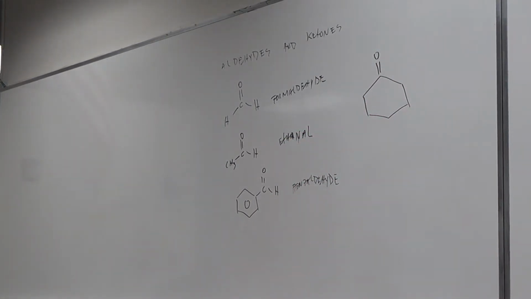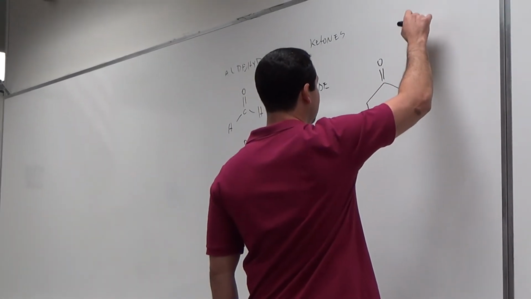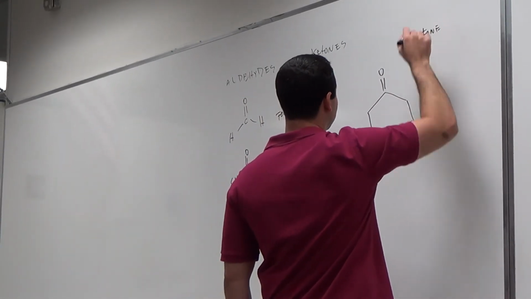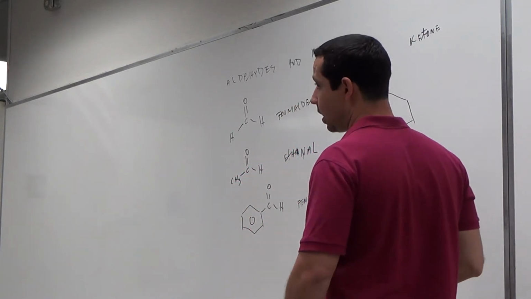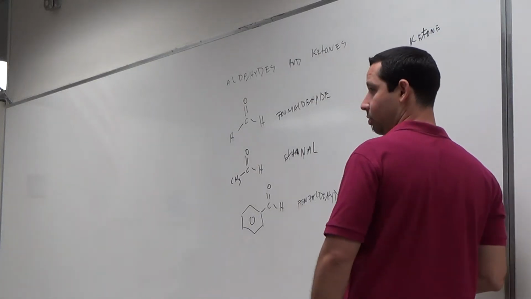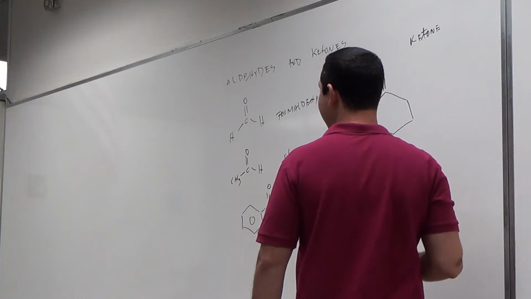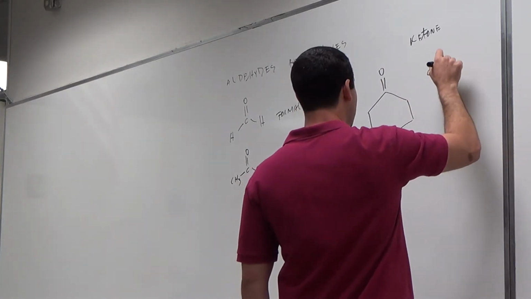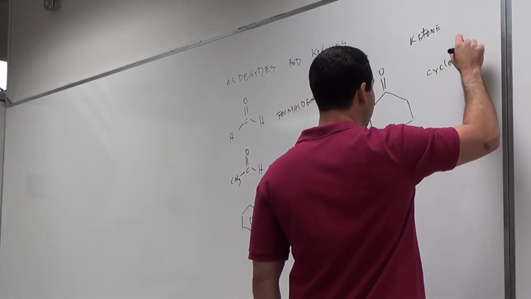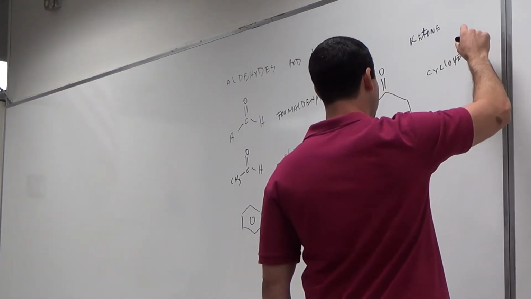What is that called? Is that an aldehyde? No. That is not an aldehyde, that is a ketone. And the name for this ketone does not end in ketone, it ends in -one. So the name of this is cyclohexane, yes? Cyclohexanone. Cyclohexanone.